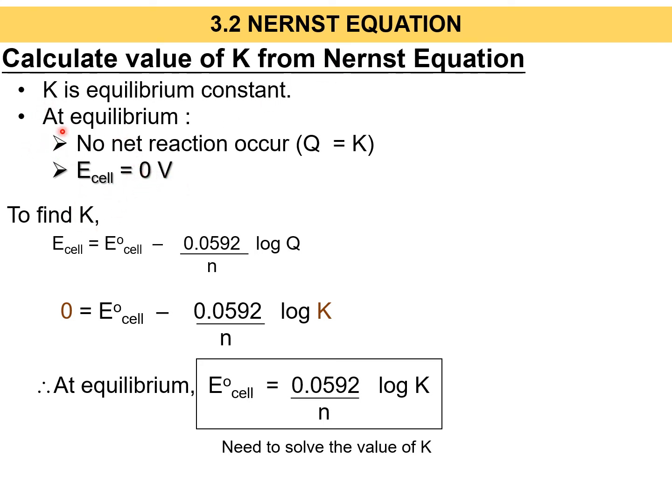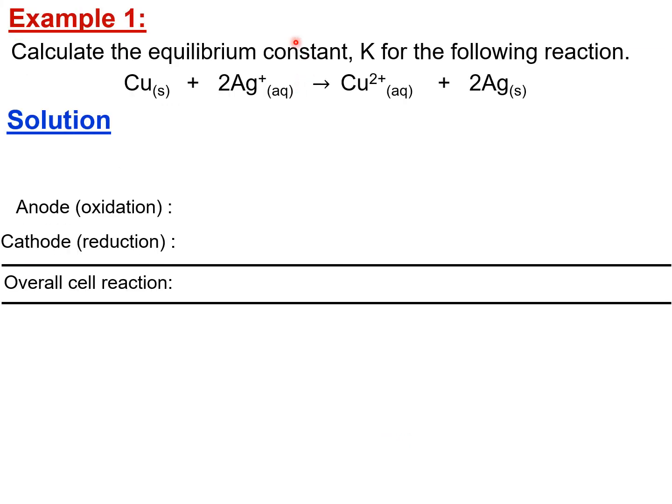So you masukkan saja information ni, okay, di mana dia kata Ecell 0, Q equals to K. Lepas tu dah Ecell 0, you pun susun this equation. Therefore, you know that at equilibrium, E naught cell is equal to 0.0592 over N kalikan dengan log K. Alright? Okay, contoh soalan dia akan suruh kamu calculate the equilibrium constant for this kind of following reaction.